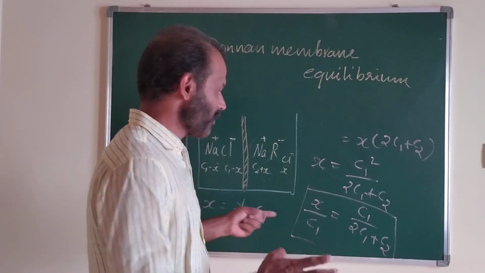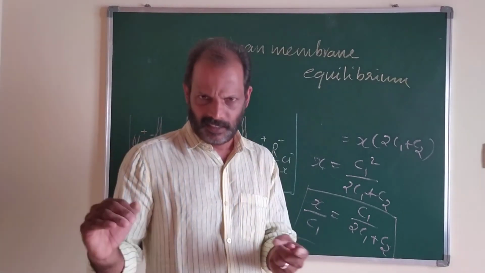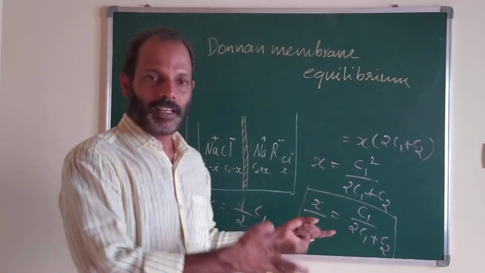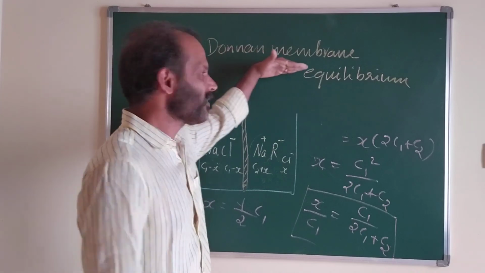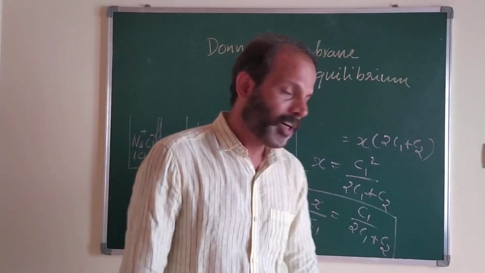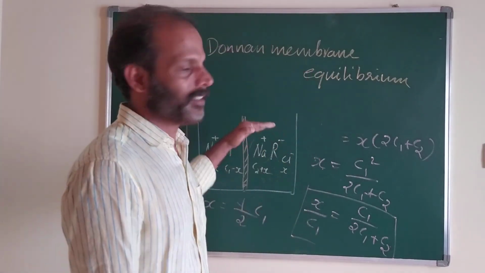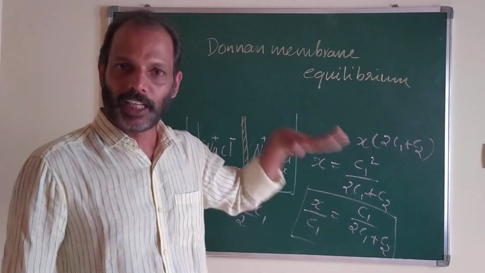That is the distribution of K positive ions or Na positive ions and bicarbonate ions between the red blood cells and surroundings. It is just through this Donnan membrane, right? And I hope both points, that is the Donnan effect as well as Donnan membrane equilibrium, are clear.